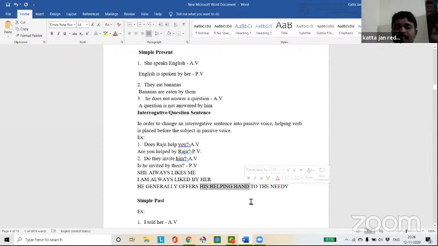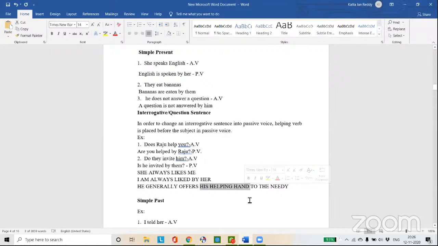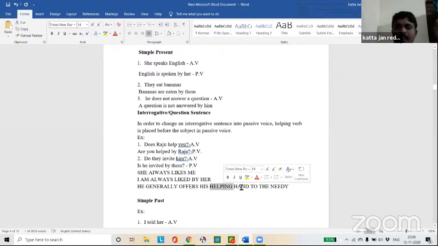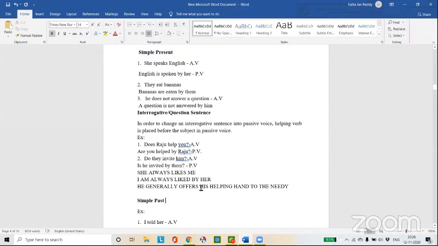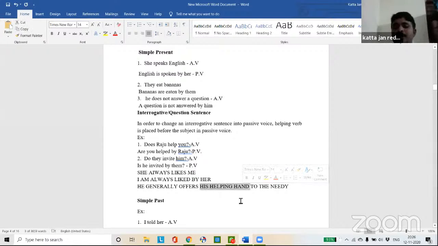His helping hand. His helping hand, the entire phrase, is the object. We should not take only his or helping or hand. What is the answer that we are getting? He offers what? His helping hand. Yes, this is the exact object. So we recognize this as the object. Then to the needy, what? Remaining part of the sentence. Where we need to write this one, I'll tell you.